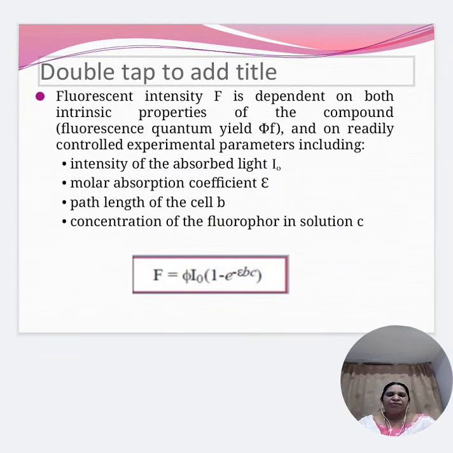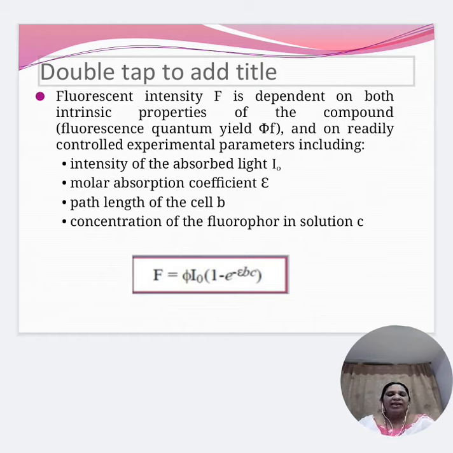What is fluorescence intensity? It gives the measure that indirectly or directly indicates the quantitative and qualitative analysis. So fluorescent intensity F is dependent on both the intrinsic property of the compound, fluorescence quantum yield, that is phi F, and on readily controlled experimental parameters including intensity of the absorbed light I naught, molar absorption coefficient epsilon, path length of the sample cell, that is b, and the concentration of the fluorophore in the solution, c.